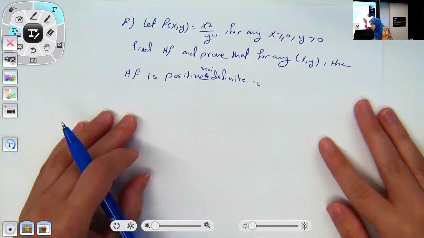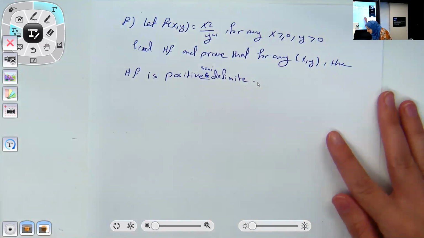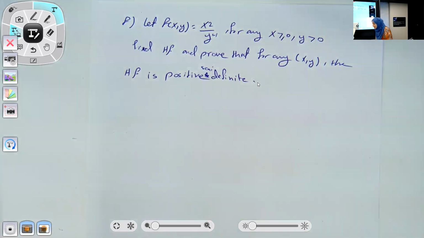In part F, we have, let f of x and y equal x squared divided by y to power 4, for any x greater than or equal to 0 and y greater than 0. At the beginning, we need to find the Hessian of f, and prove that for any x, y, this Hessian matrix is positive semi-definite. So first we need to find the Hessian matrix, then we need to prove that it is positive semi-definite.